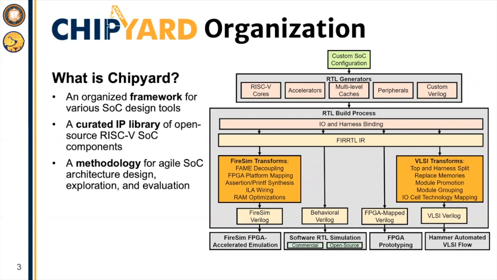To address the issue of reusing available open source IP, Chipyard is also a curated IP library of open source RISC-V SoC components, including cores, memory system components, a couple of accelerators, and various things which you might not really think about but are really necessary as part of bringing up an SoC, like JTAG or UART, SPI, for example.